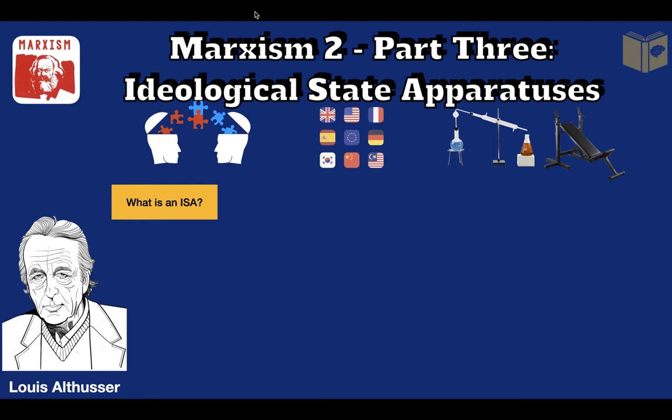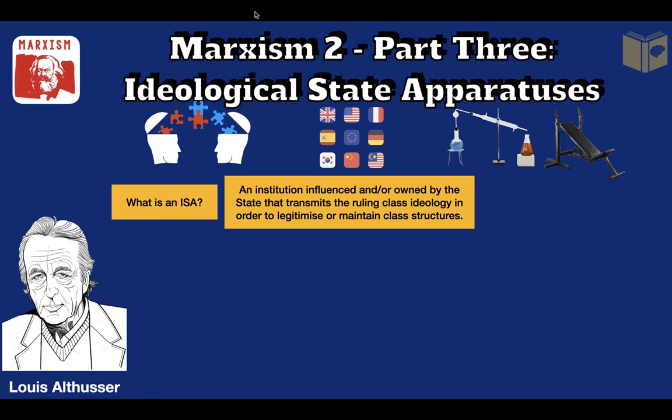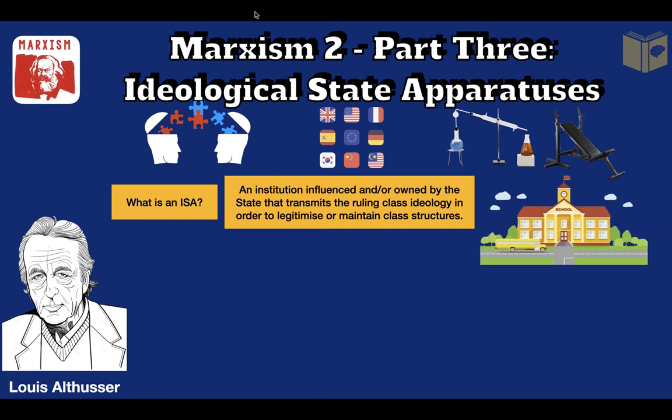So what kind of equipment does a state have which it can use to teach an ideology? Well, first of all, let's answer what is an ISA. An ISA is an institution influenced and or owned by the state that transmits the ruling class ideology in order to legitimize or maintain class structures. Althusser said schools were examples of this, as they're often owned by the state or at least influenced by the state, and they transmit the ruling class ideology. He also said that churches and often places of worship were similarly ISAs because they were influenced by the state and they did, in some context, transmit ruling class ideology. So here we have a school.